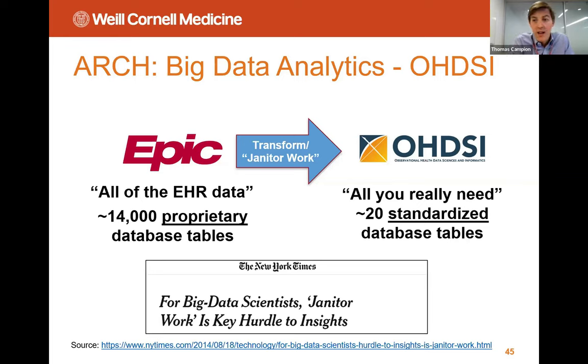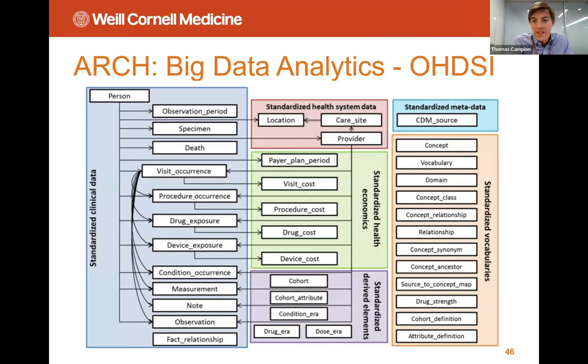using a rather elegantly formed common data model, consisting of about 20 different standardized tables, looking at things like person, visit occurrence, corresponding to an encounter, drug exposure, condition occurrence, referring to a diagnosis code, and all of this then being mapped to standardized vocabularies, things like LOINC codes for laboratory results, SNOMED codes for conditions and procedures, as well as being able to have mappings for things like ICD-9 and 10 codes as well.